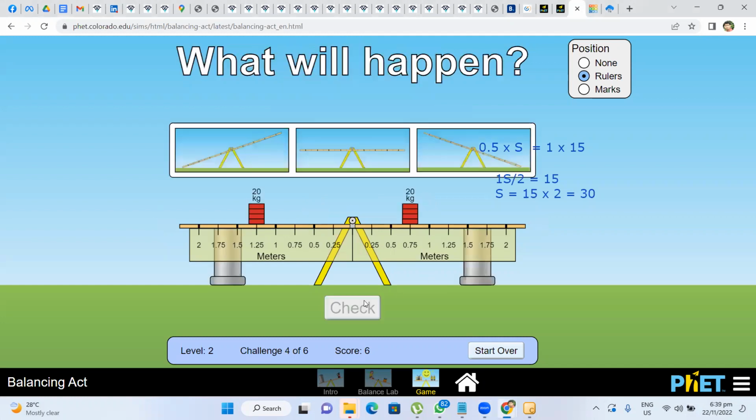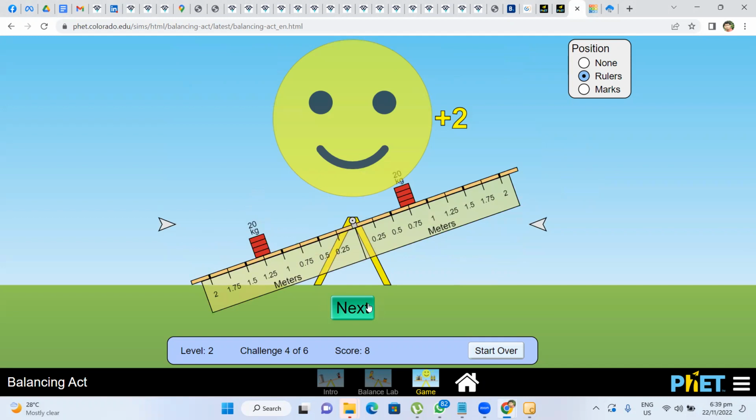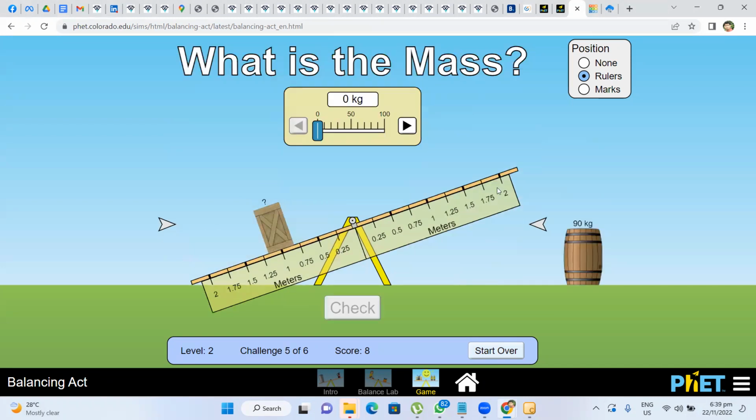Okay, next. So what will happen here? You can see definitely the left side will go down. Check. Simple, next. Okay, now you need to calculate and tell me the answer.